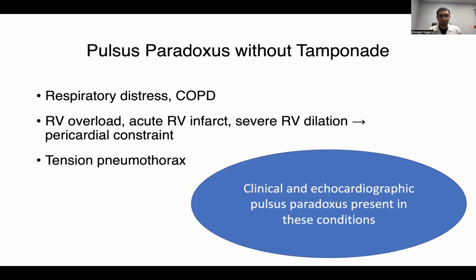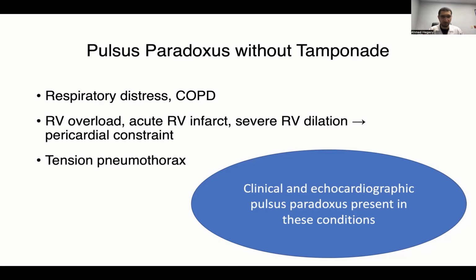Now, there are certain conditions where you can see pulsus paradoxus without the patient having tamponade. The first of these conditions is when the patient is breathing very large tidal volumes or exerting a lot of effort to breathe. Patients in respiratory distress or patients with COPD. You can sometimes see a pulsus paradoxus in patients in respiratory distress just because of the very vigorous respiratory efforts that they are exerting.